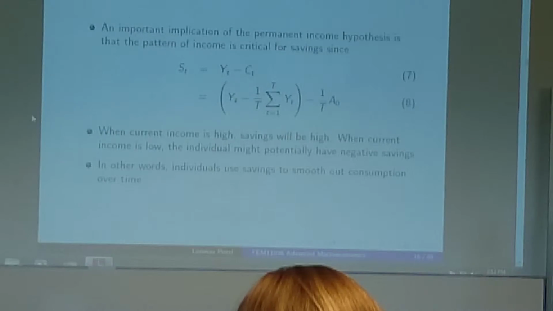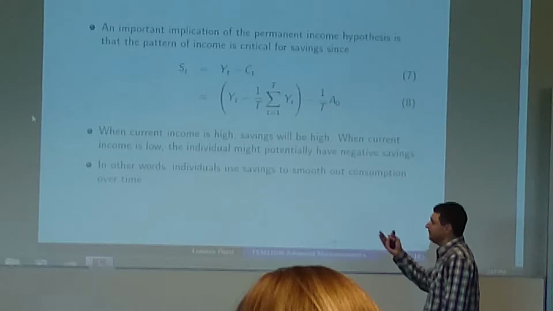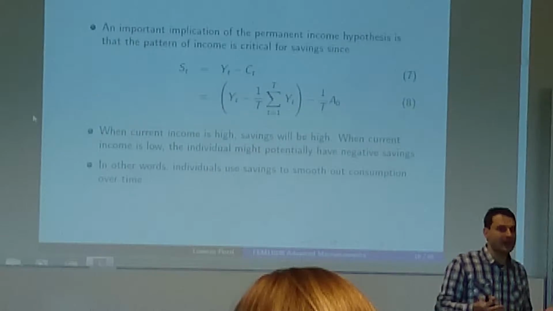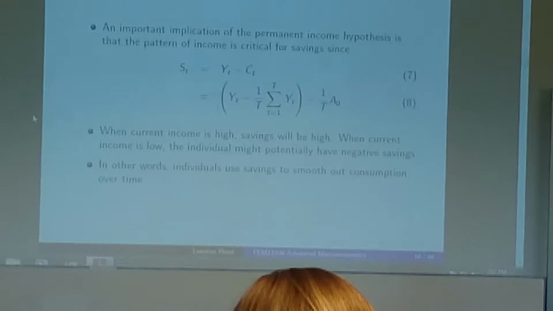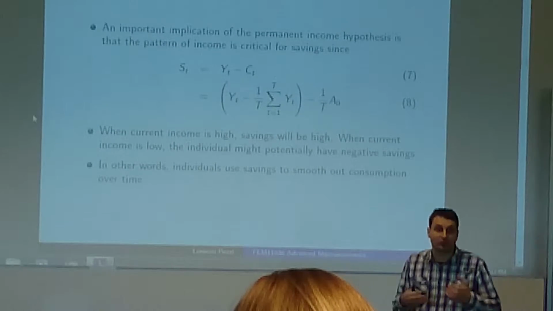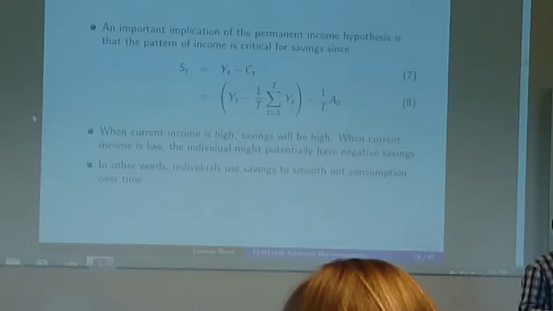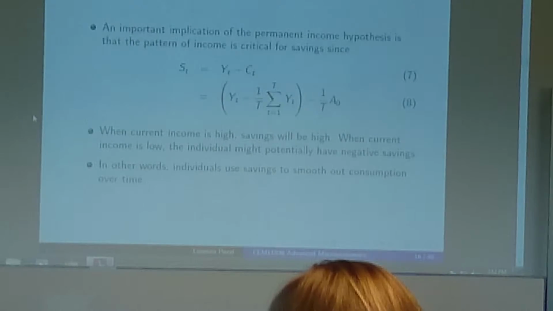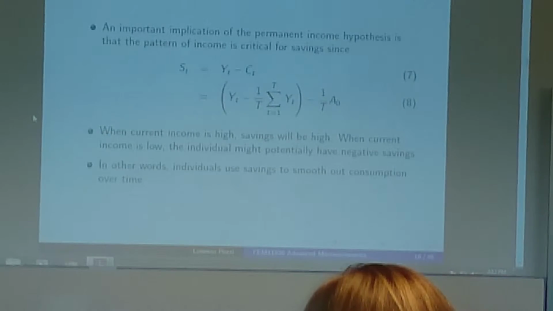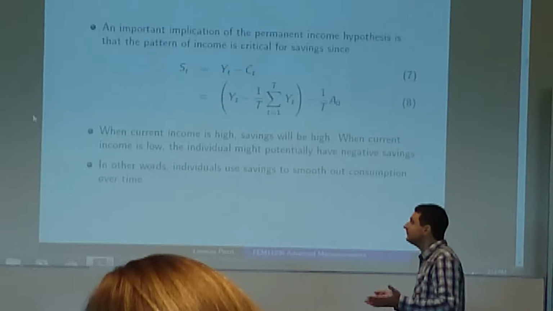So what does this basically tell you? That people are using savings to smooth consumption over time. When income is high, people don't consume that, they save. When income is low, people dissave. And consumption always follows your permanent income. So consumption is very smooth, and saving and dissaving helps to keep it that way.